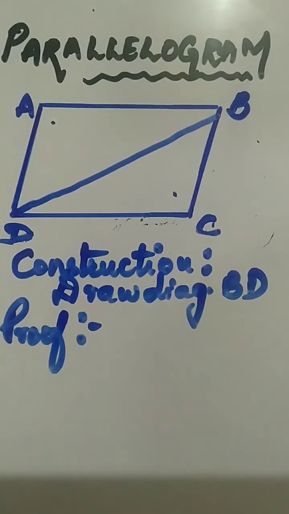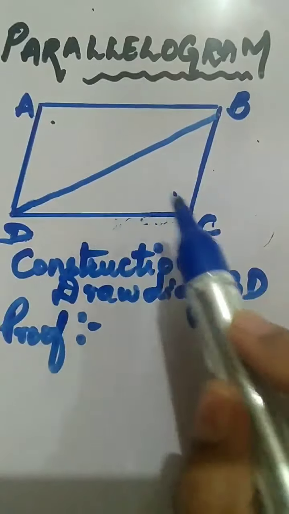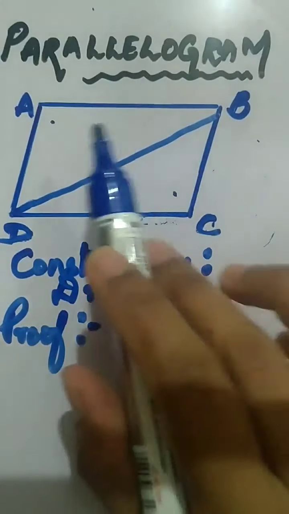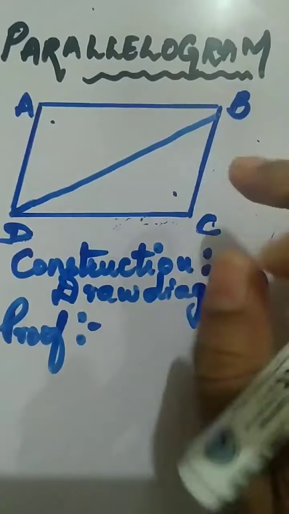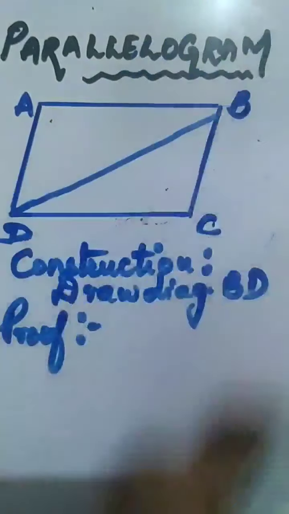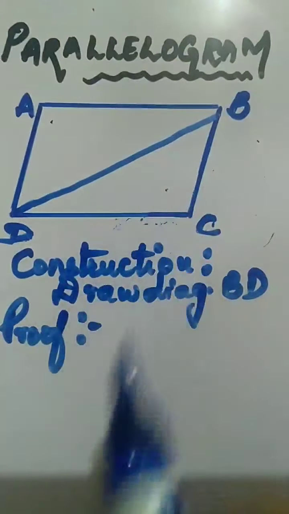Let us start with the proof. When I drew the diagonal, I got two triangles, right? So now I'll try to prove these two triangles congruent by some test. Lot of tests we had discussed in the last class. Okay, so by any one test, we will try to prove these two triangles congruent.